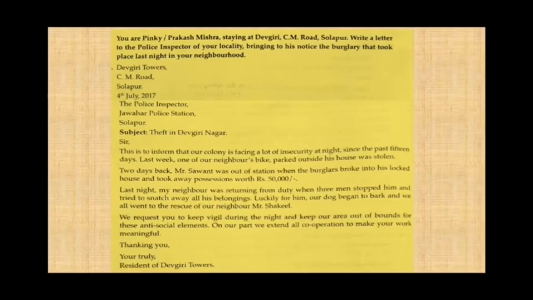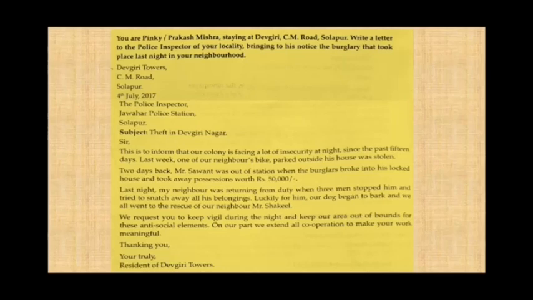So first we have the sender's address, then we have the date, that is 4th July 2017. So this is the way you write the date. Next we have the receiver's address, that is a police station's address. And then we have the subject. You can see how short it is: theft in Devgiri Nagar. And then is the salutation, sir.